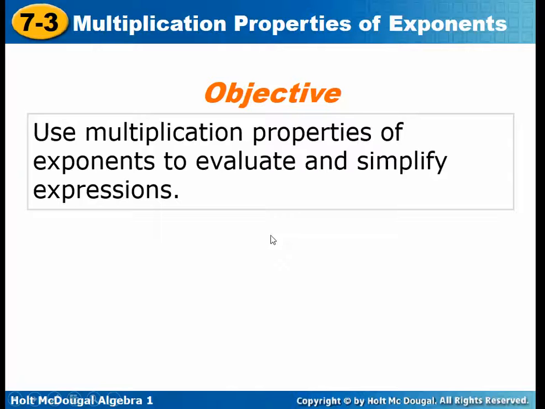Hello, this is Ms. DB, and in this lesson we're going to learn about multiplication properties of exponents. This is from Chapter 7, Section 3. So our objective is to use multiplication properties of exponents to evaluate and simplify expressions.